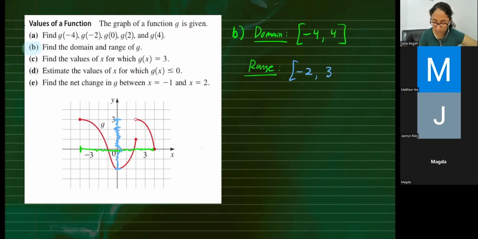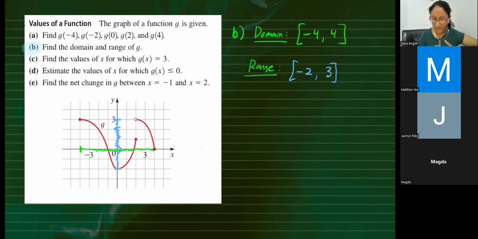Now, will it be open or closed at 3? Open. Not really. Look at this one. You can read the graph at that point. So it's actually a bracket. Although this one is open, it doesn't matter because it is closed right here. So we have to close it. So Madison, you got it right.